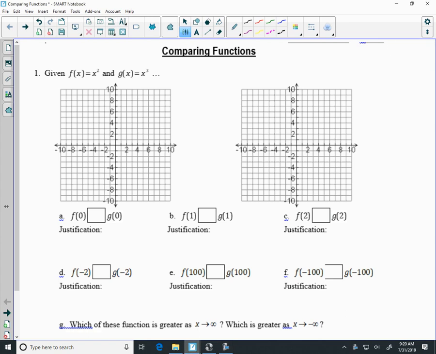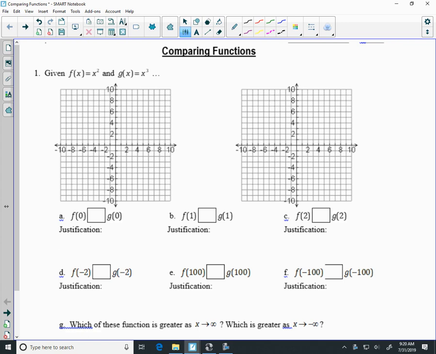Okay, so this is the comparing functions lesson. It's just a couple of examples and then some practice that you'll do on your own or with a partner or group. The thing you need to be really aware of here is that the better you know the parent functions, the easier comparing functions are going to be.